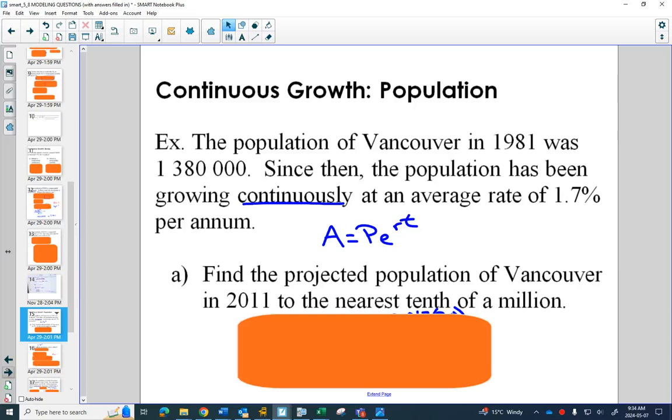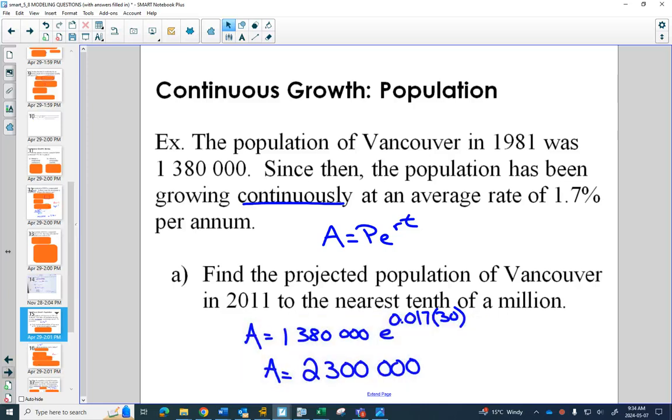So the population in Vancouver in 1981 was 1.38 million. It's been growing continuously, so they would give you this formula, and they've given us the rate as 1.7%. Find the projected population in 2011, which is 30 years later. So you put in all of your numbers, nothing to do here except type it into your calculator.